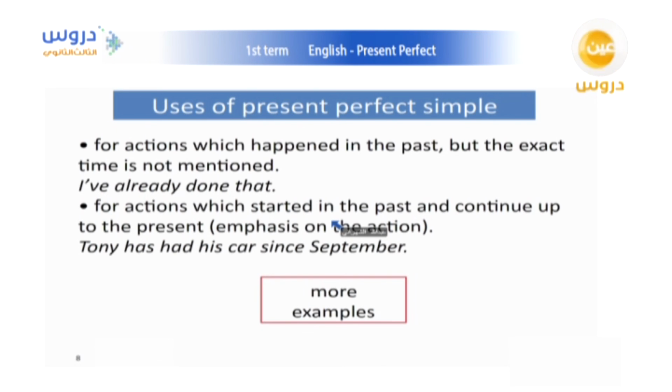So here we have the uses of the present perfect simple. The first one is for actions which happened in the past, but the exact time is not mentioned. I have already done that. For actions which started in the past and continue up to the present, emphasizing the action: Tony has had his car since September. So here we talk about the uses of the present perfect simple. The first is for actions which happened in the past, and the second for actions which started in the past and continue up to the present.